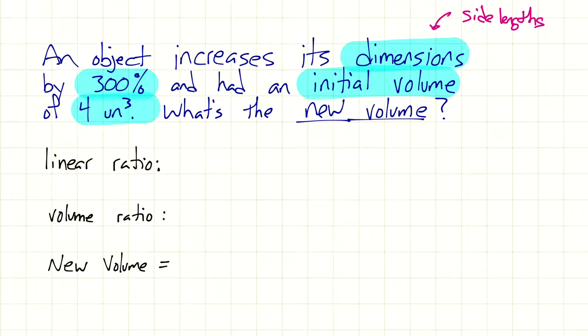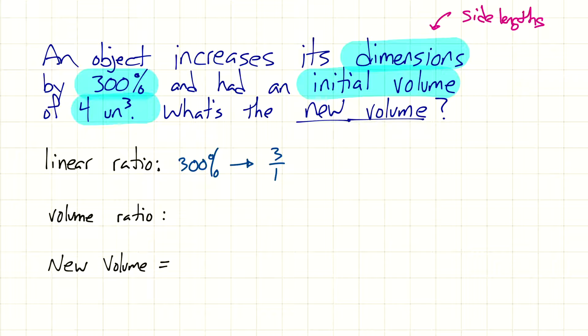All right, so if it helps, you could always draw a picture or some random shape to visualize it. In this case, we're told the linear ratio, right, dimensions are the side lengths, are going to grow by 300%. So that's them telling us the linear ratio. So this is 300%. This could be written as a fraction, which is 3 over 1. All right. Now, from that, we need to figure out what the volume ratio is.